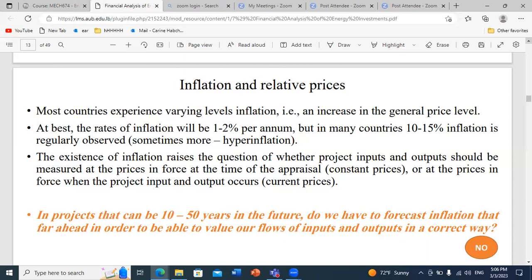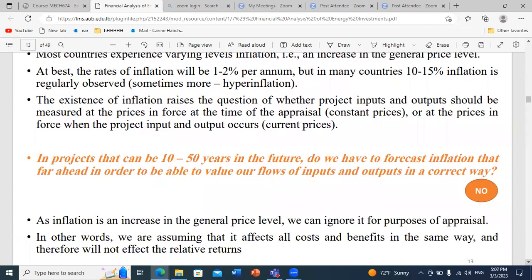We consider the effect of time through other factors like the discount rate that we'll discuss together, but not inflation, because we consider that inflation will be on both costs and benefits. It will affect the whole society in the same percentage. That's why we consider that it will cancel out in the analysis. In projects that can be 10 to 50 years in the future, do we have to forecast inflation that far ahead in order to value our flows of inputs and outputs correctly? The answer is no, because as inflation is an increase in the general price level, we can ignore it for purposes of appraisal. In other words, we are assuming that it will affect all costs and benefits in the same way, and therefore will not affect the relative returns.